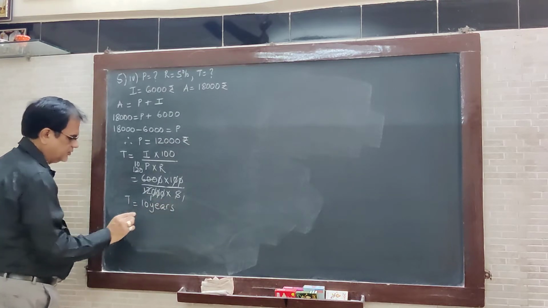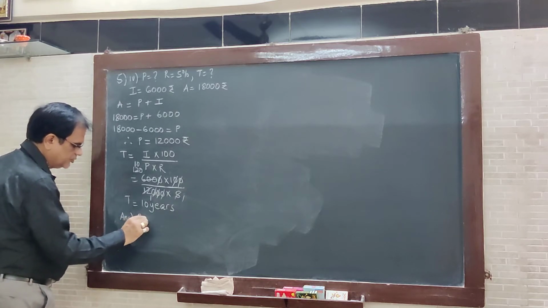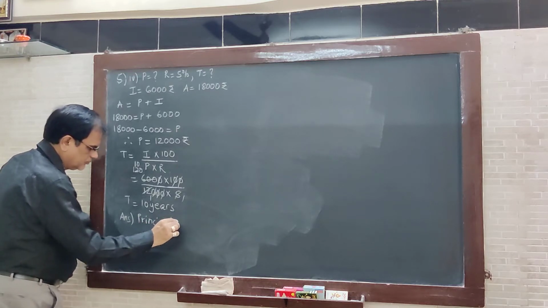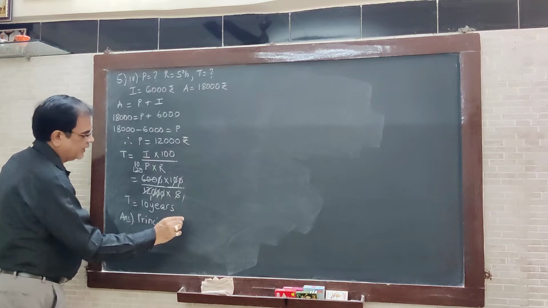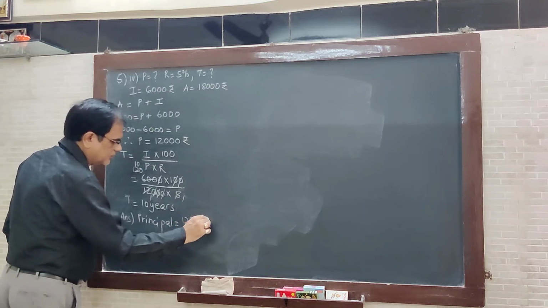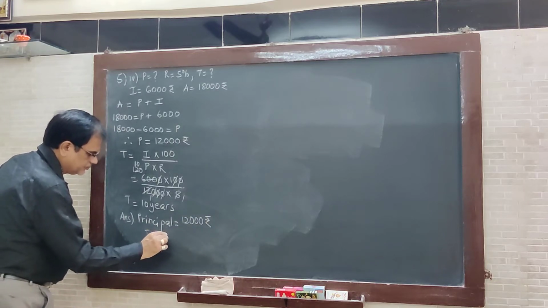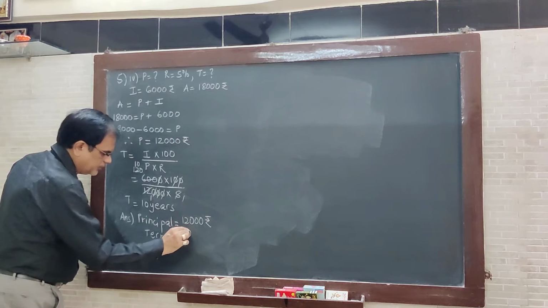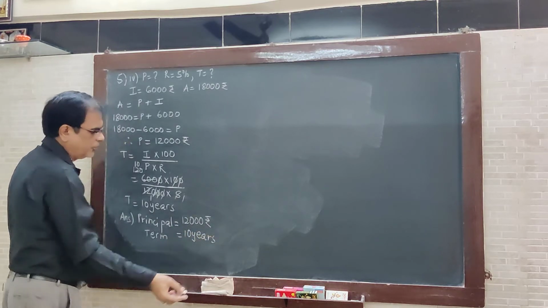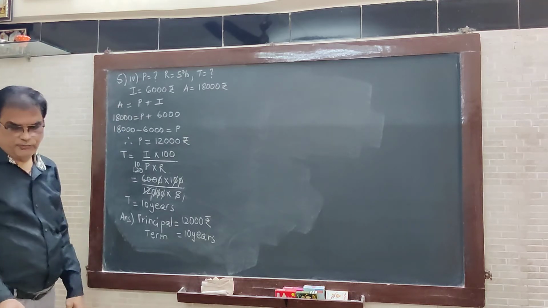10 years. So my answer is, principal is equal to 12,000 rupees, and number of years, that is term, I got it as 10 years. Okay. You have to solve the full sum very properly, right? So this is the way you solve your full sum.